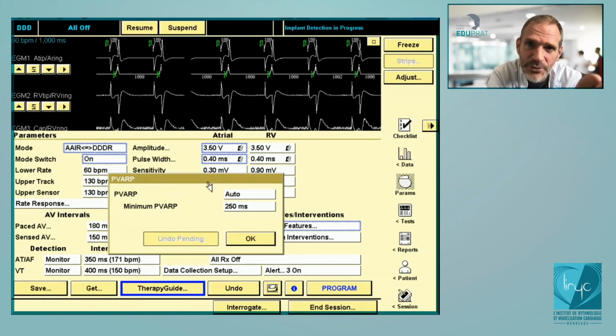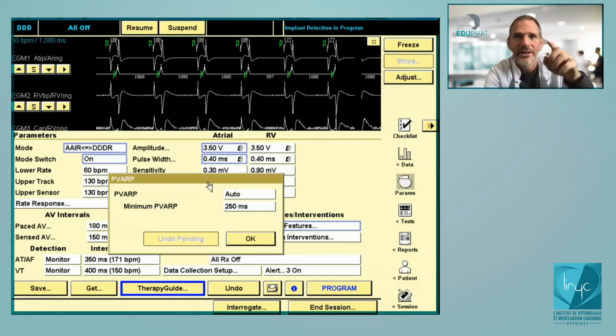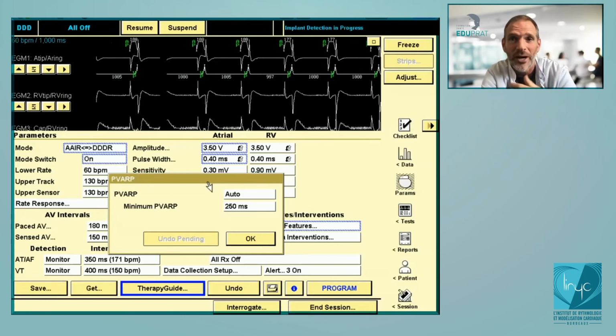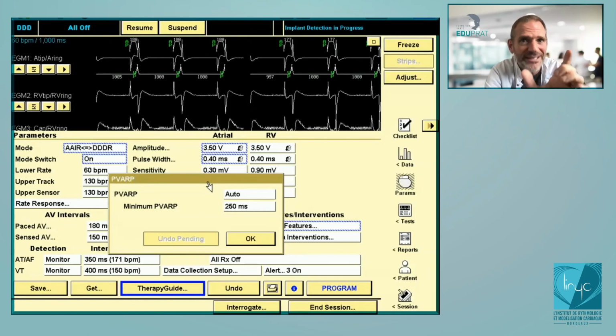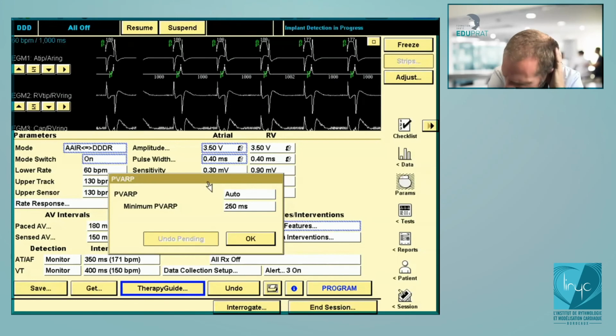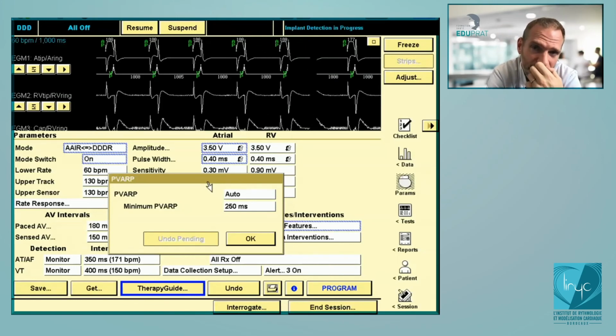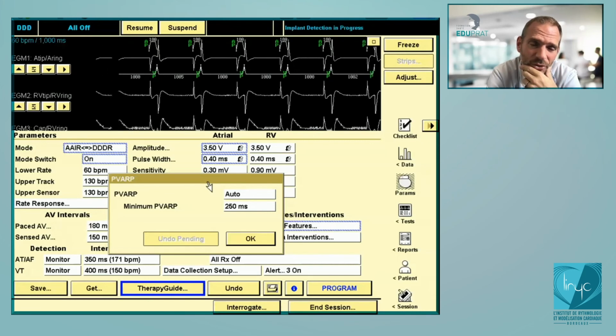Something like 80% of the patients with sinus node dysfunction may have retrograde conduction. So I will program a quite long and fixed PVARP to avoid this risk of PMT, since I know that in this patient, I will never have the problem of 2-to-1 block during exercise.